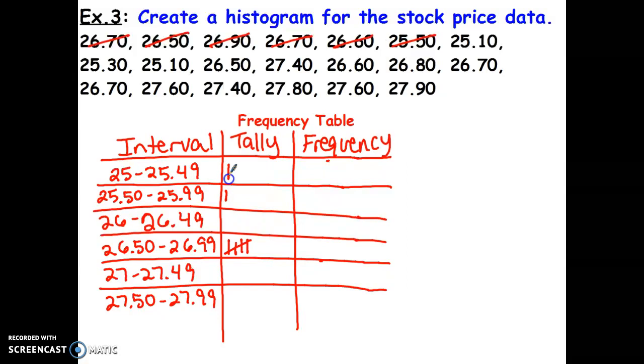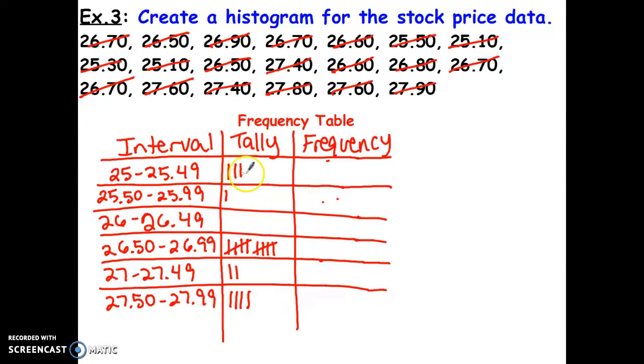25.50. 25.10. 25.30. 25.10. 26.50, 27.40, 26.60, 26.80, 26.70, 26.70, 27.60, 27.40, 27.80, 27.60, and 27.90. Okay, so now we have our tallies, and now we'll just write the frequencies.